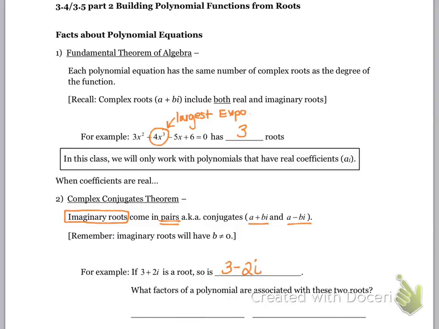Well, we have the factor x minus. We always start with that. So we have x minus the quantity 3 plus 2i, and if we expand that, we get x minus 3 minus 2i as one polynomial. And then we need the other one, x minus the quantity 3 minus 2i, which after expanding, we get x minus 3 plus 2i.